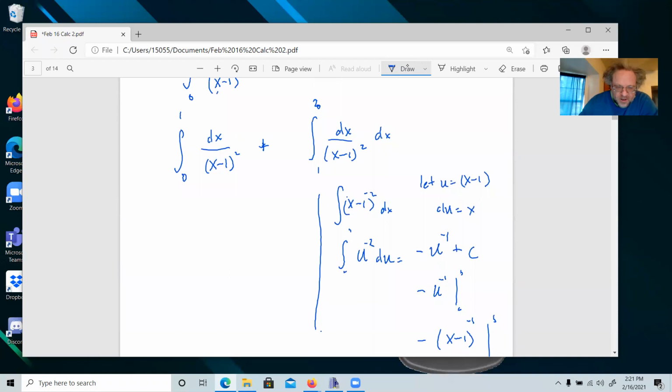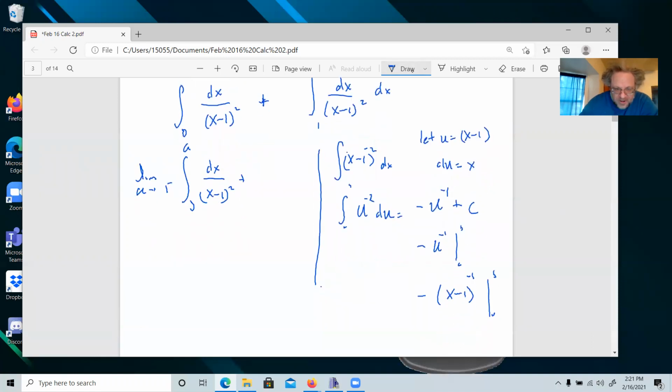So we're going to have a limit, and again, pick your favorite letter. How about we pick a going from 0 to 1, so we approach 1 from the left, of the integral from 0 to a of dx over (x minus 1) squared, plus, on the next line, the limit as b goes to 1 from the right, with the integral from b to 2 of dx over (x minus 1) squared. Okay, and then we're set.